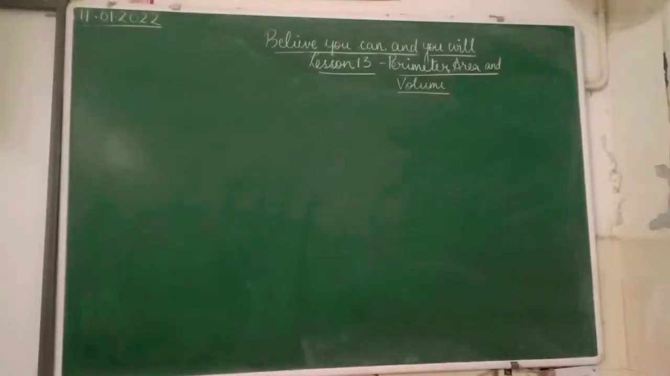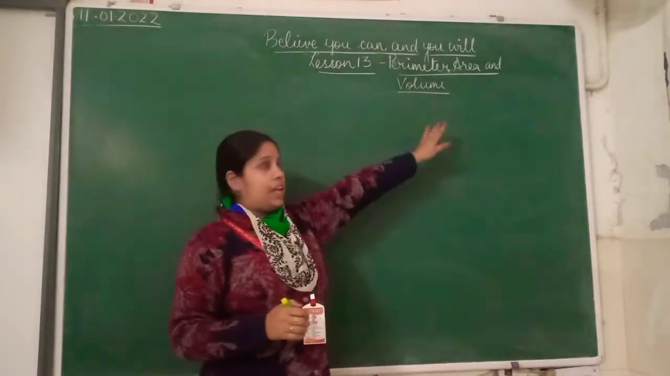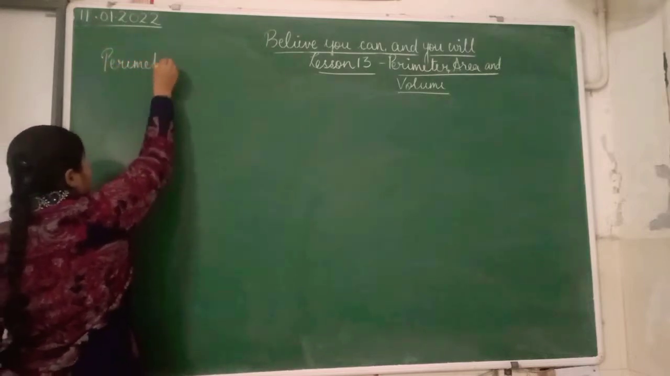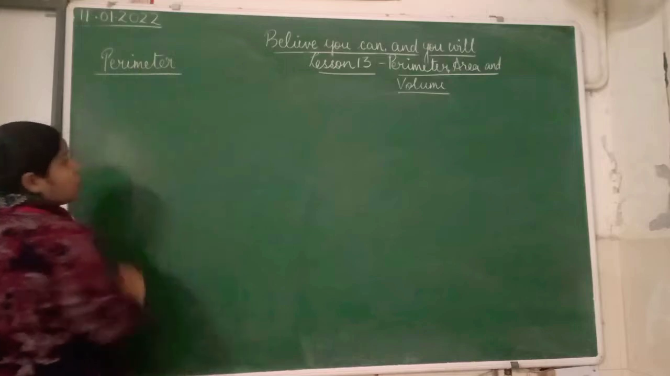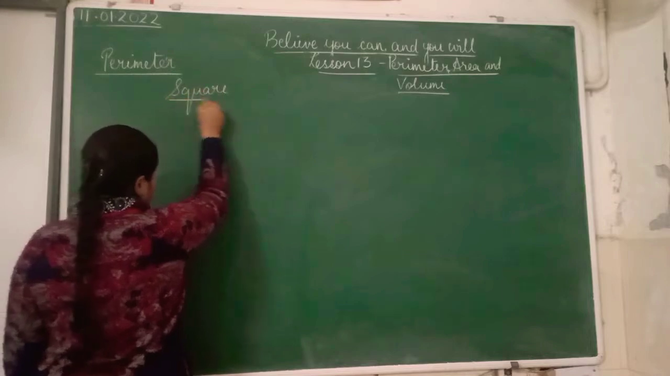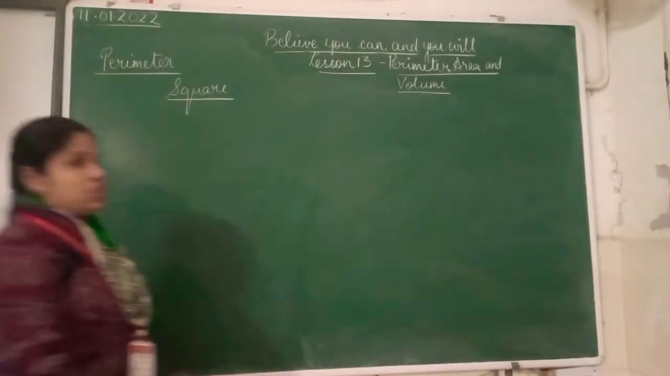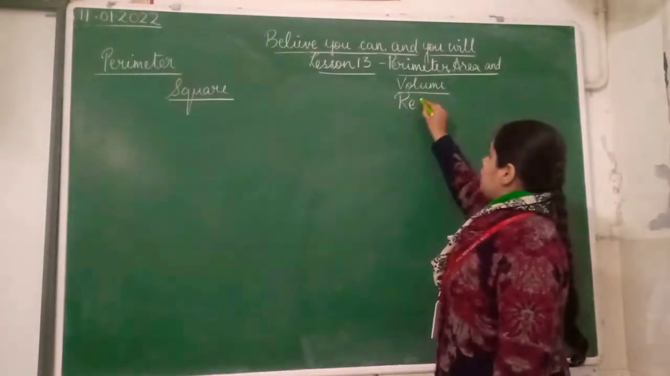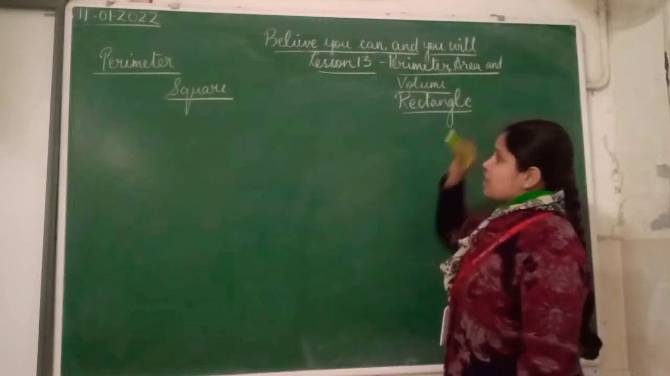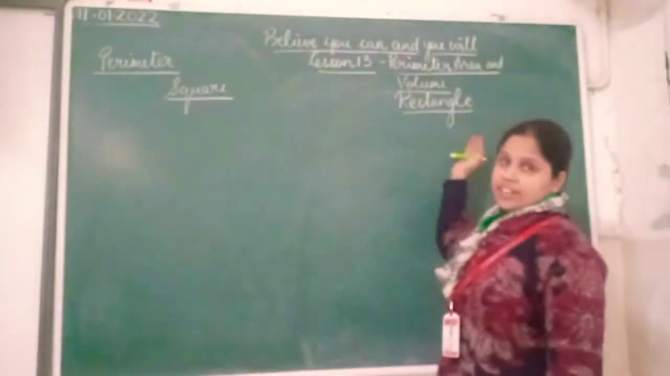Good morning, children. Today we are here back again with a new lesson, and the name of the lesson is perimeter, area and volume. So today first we will talk about the perimeter, and we are going to talk about the perimeter of two plane figures, that is square and rectangle. So first we would discuss the properties of square and rectangle.